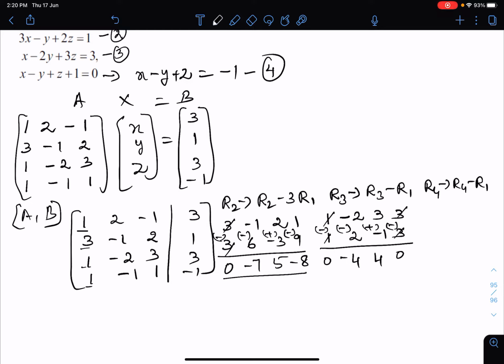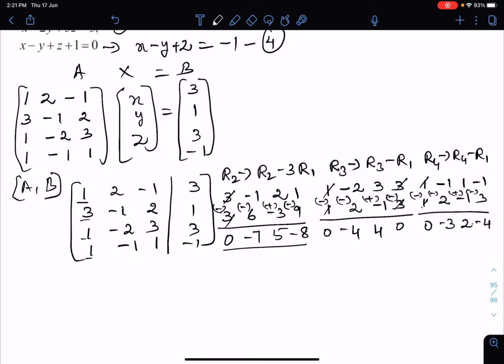What about our row 4? 1, minus 1, 1 and minus 1. What about row 1? 1, 2, minus 1 and 3. Again you are subtracting, so change your sign throughout. So these are equal and opposite sign, 0. This is minus 3, this is 2, and this is going to be minus 4.